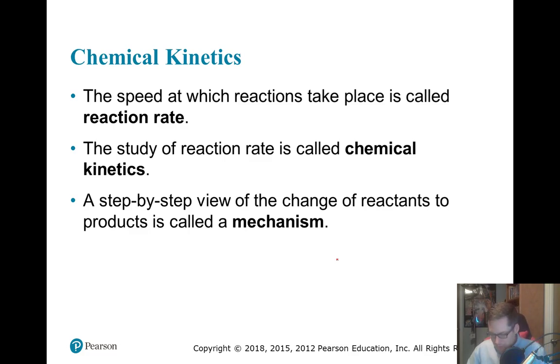Alright, a couple of terms that we need to establish just to start, make sure we're all on the same page here. The speed at which a reaction takes place is called the reaction rate. Now, this should make sense, right? Your reaction rate, how fast is your reaction going? And then the study of that rate is called chemical kinetics.